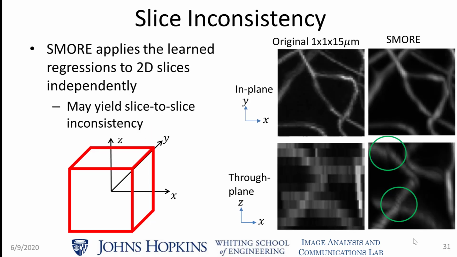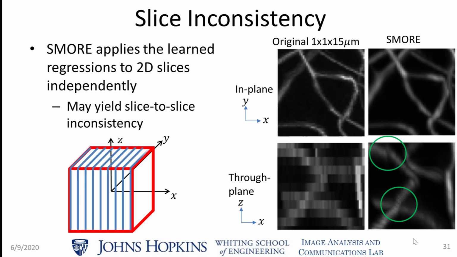And another problem with SMORE is that it applies its regressions to slices independently and doesn't consider slice to slice. And you can see some examples here that are circled, how that might lead to slice inconsistency in the results.